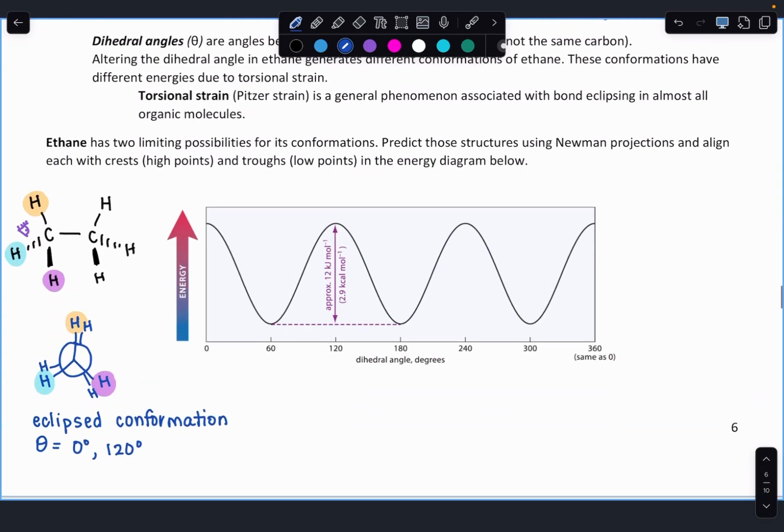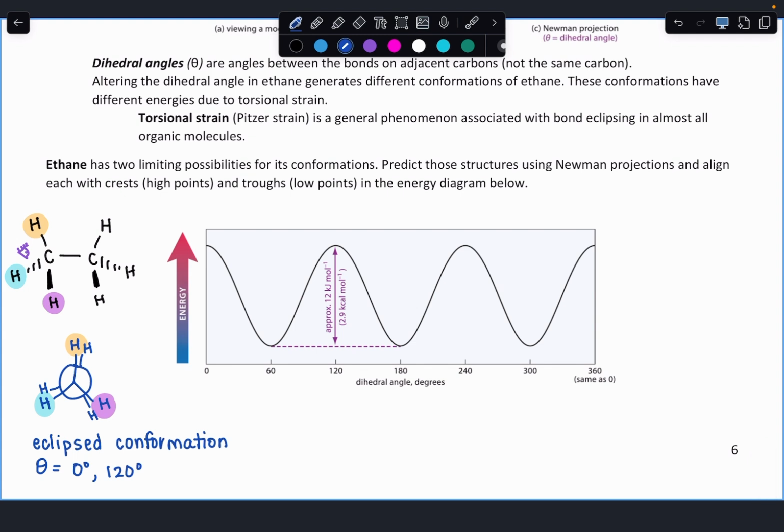Okay, so now we have two limiting possibilities here for its conformations. That's the staggered and the eclipsed, the lowest energy and the highest energy. Staggered is lowest energy, eclipsed is highest energy. So you can plot that on an energy diagram. We're starting high energy, then dihedral angle shifts and we get to a low energy point, that's right here. And then continue twisting, we get to another high energy, then another low, another high, another low, and then you get back to the beginning.